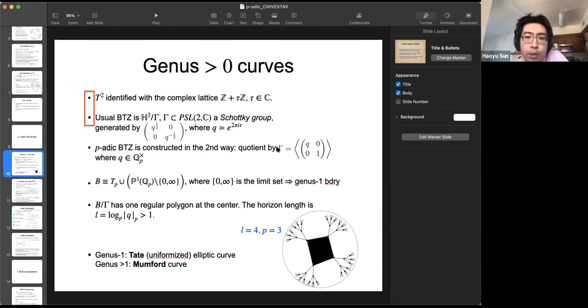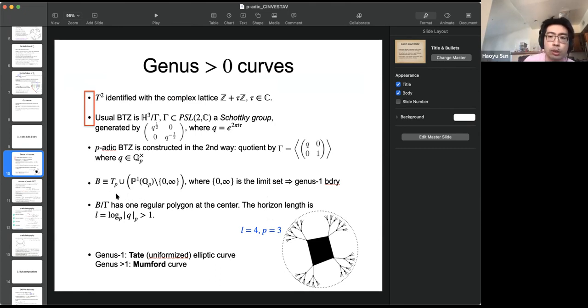So again, we need some p-adic Schottky group generated by this diagonal matrix. And then, as we have seen before, the total space is the BT tree union with the conformal boundary with this limit set, these bad points removed. So the thing in the big parentheses would be the genus 1 boundary for the BTZ black hole.